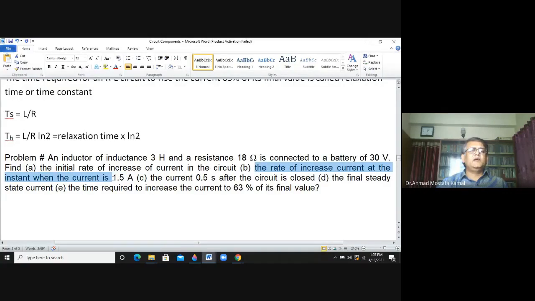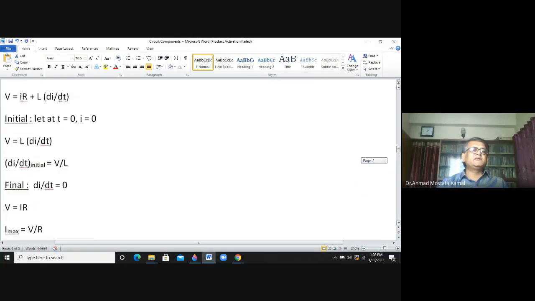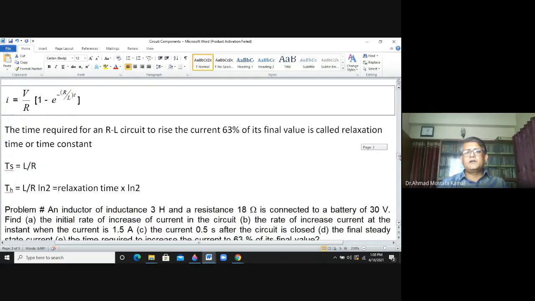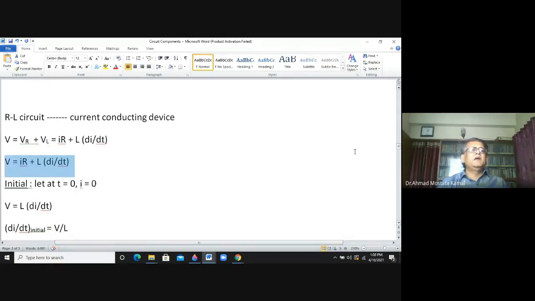Now look at the next problem. The rate of increase of current at the instant when the current is 1.5 ampere. When the current was 1.5 ampere, what is the rate of increase of current? For this, use the voltage equation. We need di by dt when I is 1.5. V, R and L are given, and now I is given as 1.5. What is di by dt? Do this quickly.